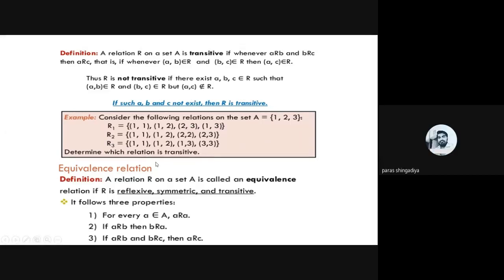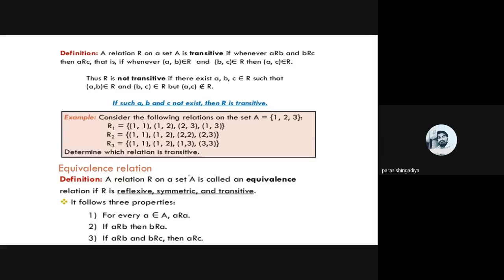So in the last lecture, we had discussed this topic, three types of relation: reflexive, symmetric, transitive, and after that, the anti-symmetric case in yesterday's lecture. And after that, we had defined one relation that is called an equivalence relation, and we had discussed one of its examples in yesterday's lecture.